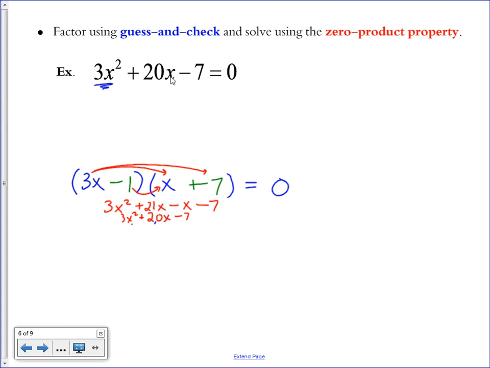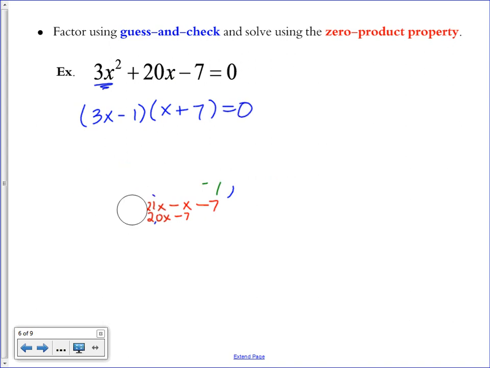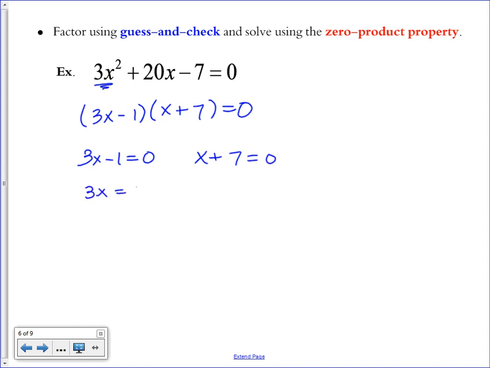So up above, I'm going to rewrite the correct answer. It was 3x minus 1, and it was x plus 7. It equals 0. And now I use these two factors to solve the equation. 3x minus 1 equals 0, x plus 7 equals 0. Add 1 to both sides, divide by 3. There's one answer. And this one is just subtract 7. So there's the other answer.